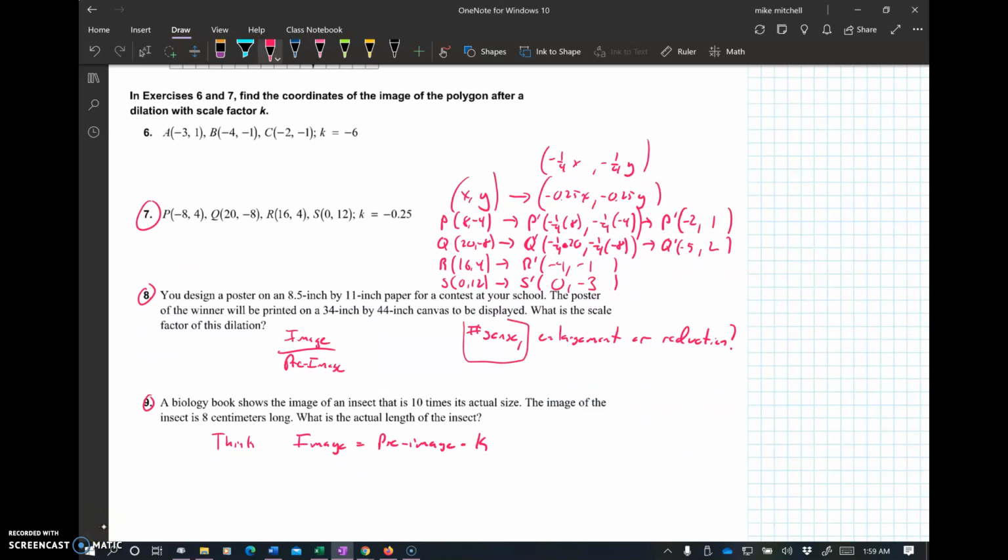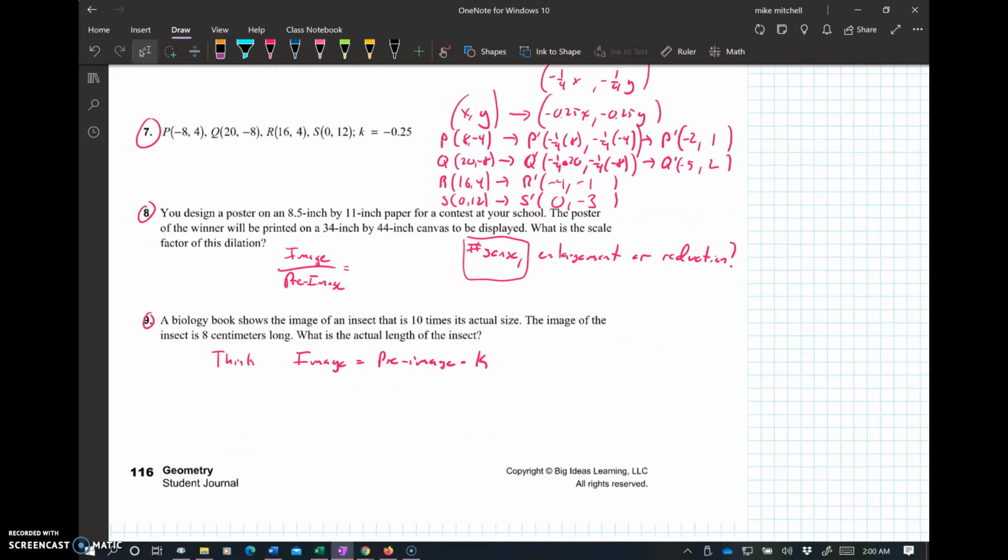Number 8, use a little bit of number sense here to check your answer. I'm going from 8 by 5 to 11 by 14, printed on 34 by 44. Is that an enlargement or a reduction? Make sure your K matches that. It's an enlargement, it's getting bigger, so your K should be bigger than 1. If you don't get one that's bigger than 1, you made a mistake. Just remember, this is image over pre-image. Image is after, pre-image is before. You can use these two numbers because you have to do the corresponding ones, or those two, whichever is easier. I can use both.